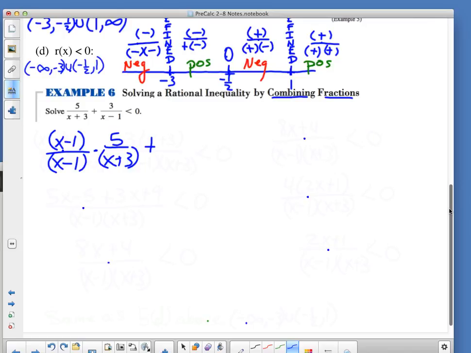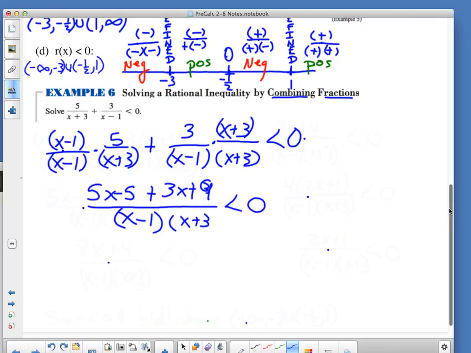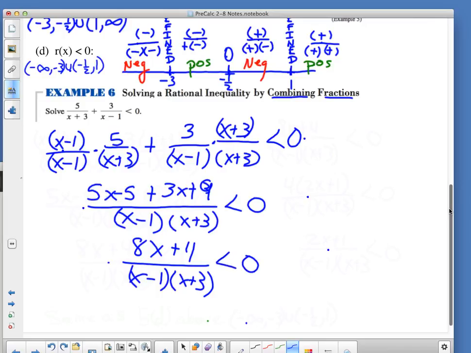Here I've got 3 over x minus 1. I'm going to multiply those by x plus 3 over x plus 3. Okay, and still I'm wondering about that. My determination. So I've got 5x minus 5 plus 3x plus 3, excuse me, 9, over x minus 1, x plus 3. I've got an 8x plus 4 over x minus 1 times x plus 3. And I'm wondering when that's going to be less than 0.